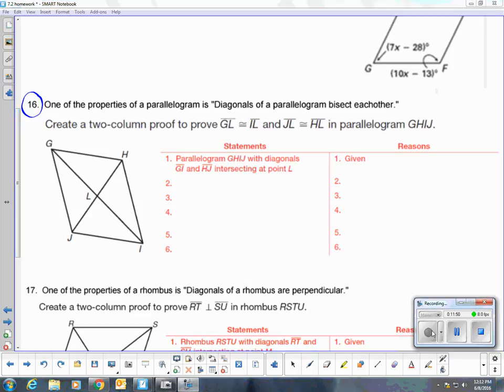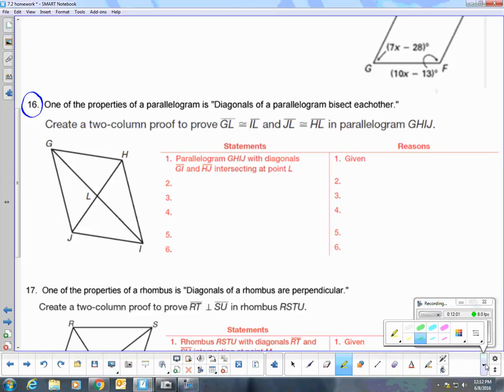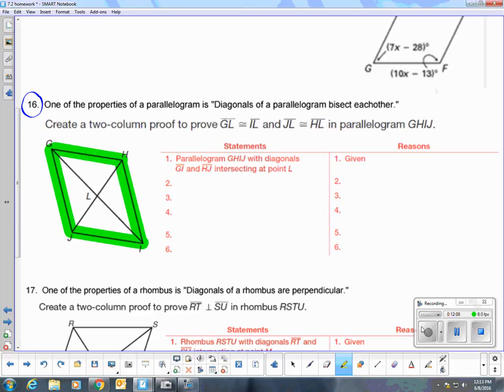So in number 16, we are going to do a two-column proof. And in this proof, what we are given is a parallelogram. So let's just take a look at this drawing. First of all, let me outline the parallelogram. This whole entire figure is a parallelogram.